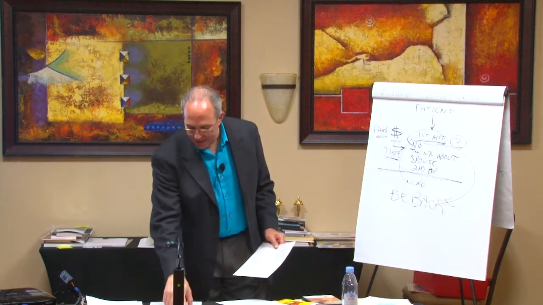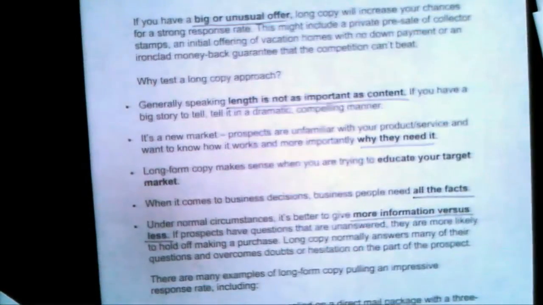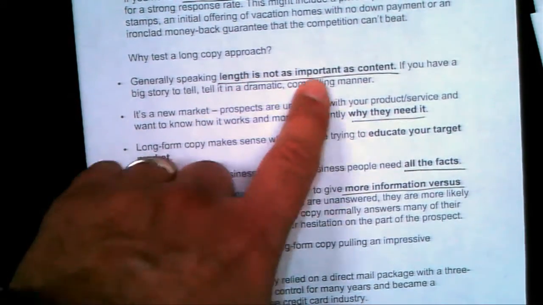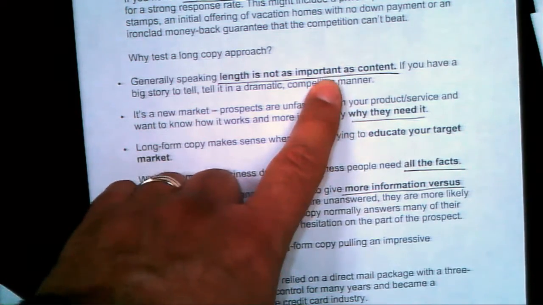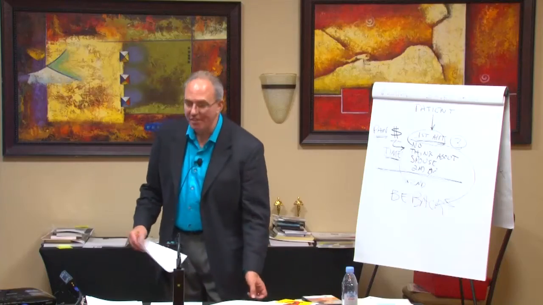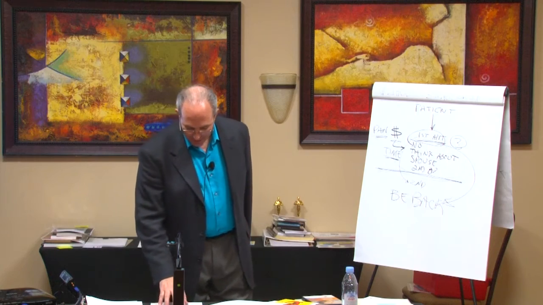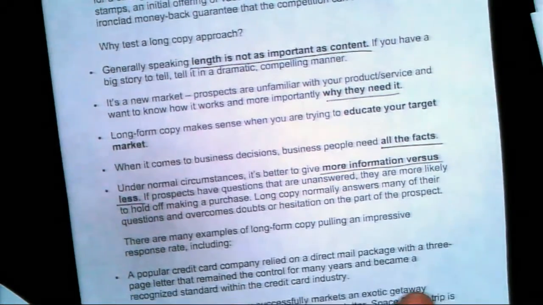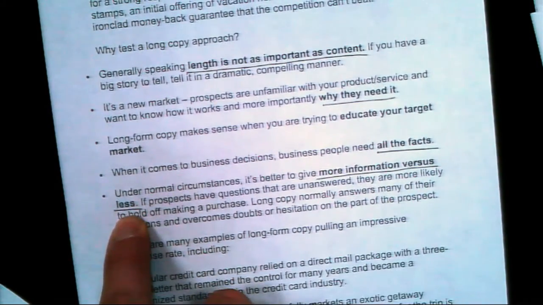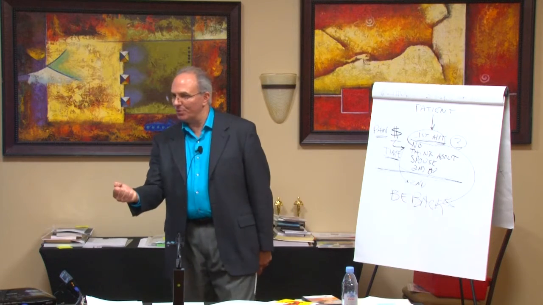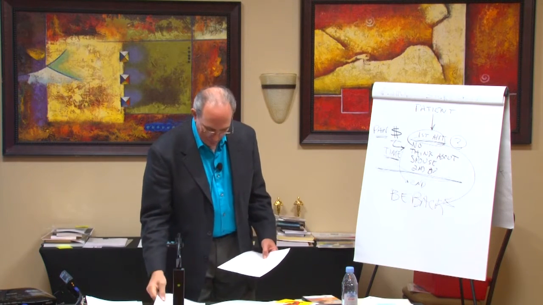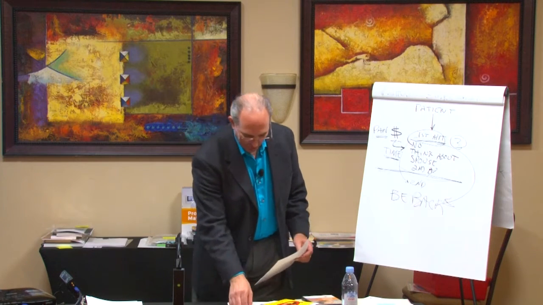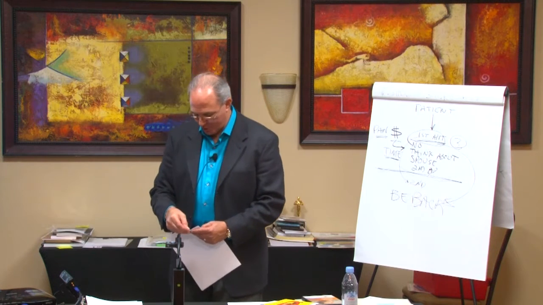You need long when it's big and unusual. Your stuff is custom. That's unusual. It qualifies for unusual. Length is not as important as content. Because remember, educated people want the facts. They want the information. They need to be proven why they need it. They want all the facts, more information versus less. Because you want them in a vacuum. You want them staying with you. Make sense? Long copy is better than short copy.